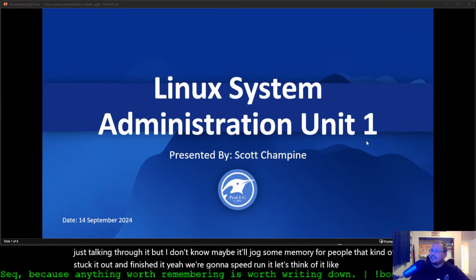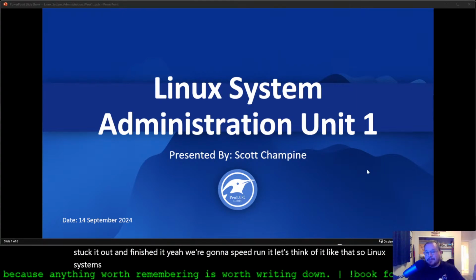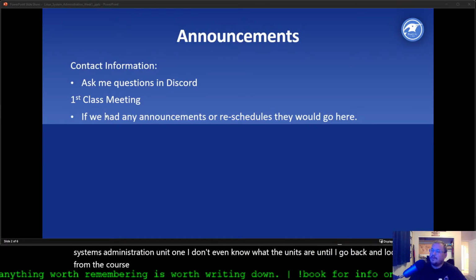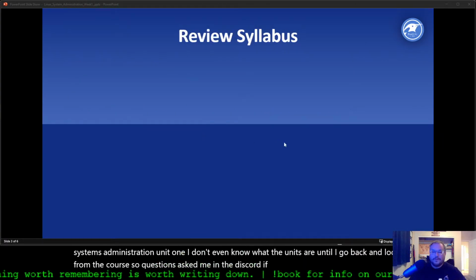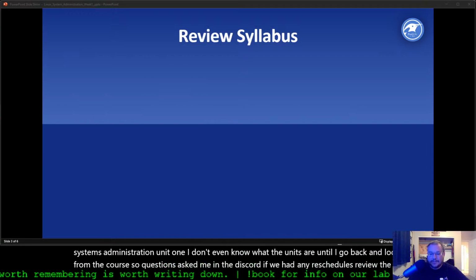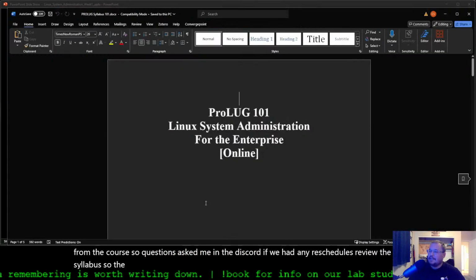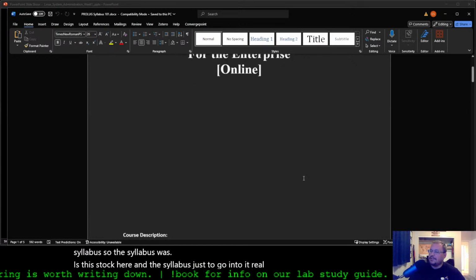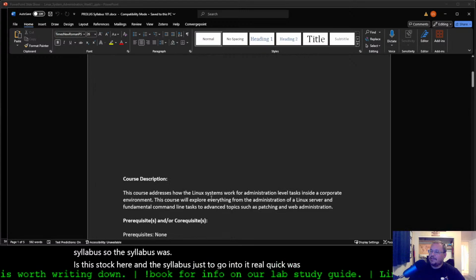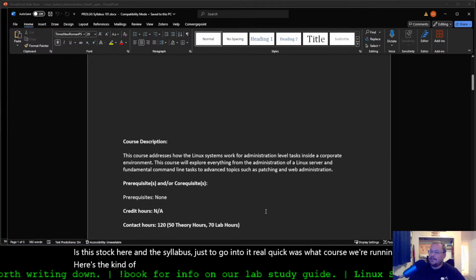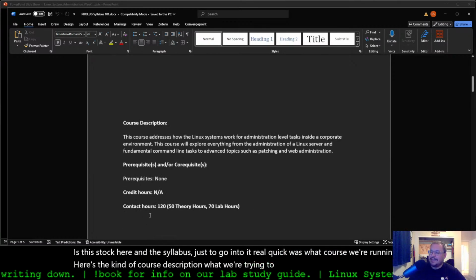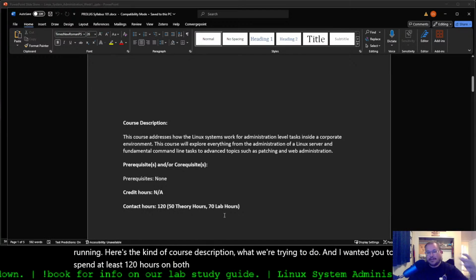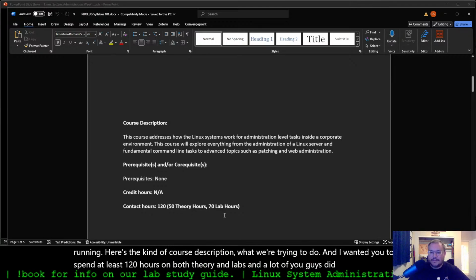So Linux Systems Administration Unit 1, I don't even know what the units are until I go back and look from the course. So questions asked me in the Discord, if we had any reschedules. Review the syllabus. So the syllabus was this doc here. And the syllabus, just to go into it real quick, was what course we're running. Here's the course description, what we're trying to do, and I wanted you to spend at least 120 hours on both theory and labs, and a lot of you guys did some group projects and some other stuff.